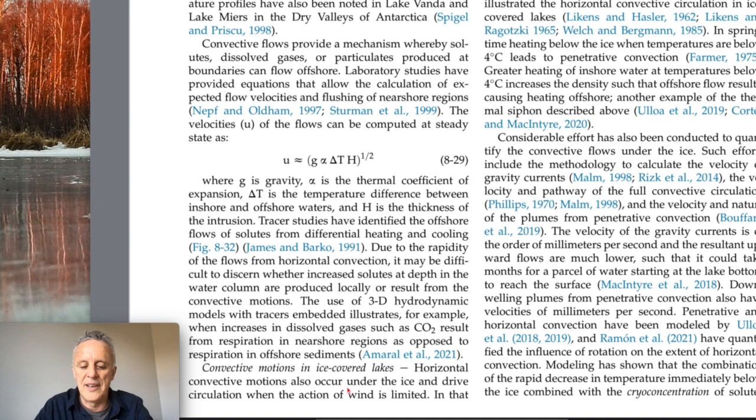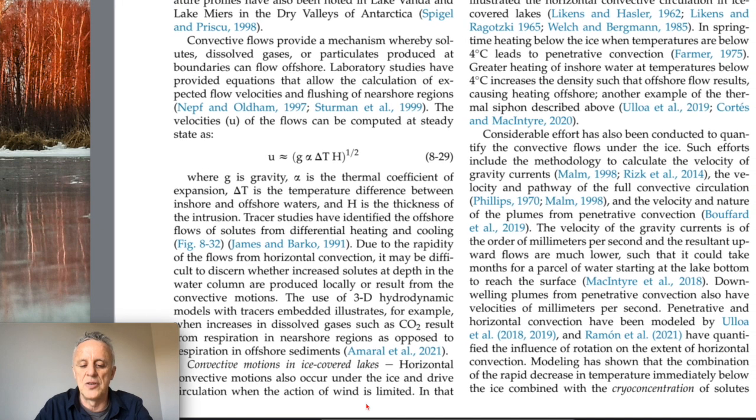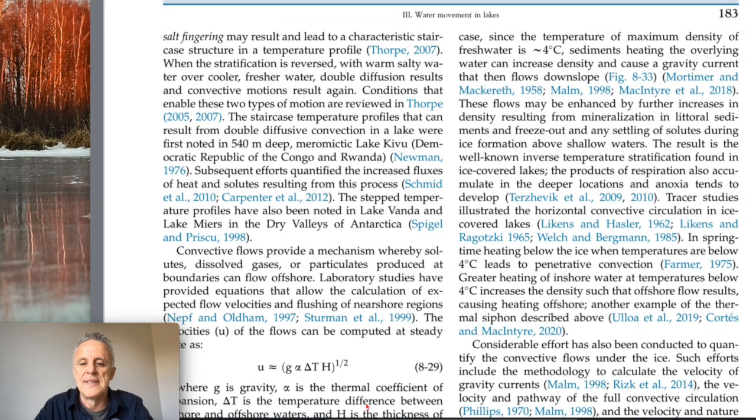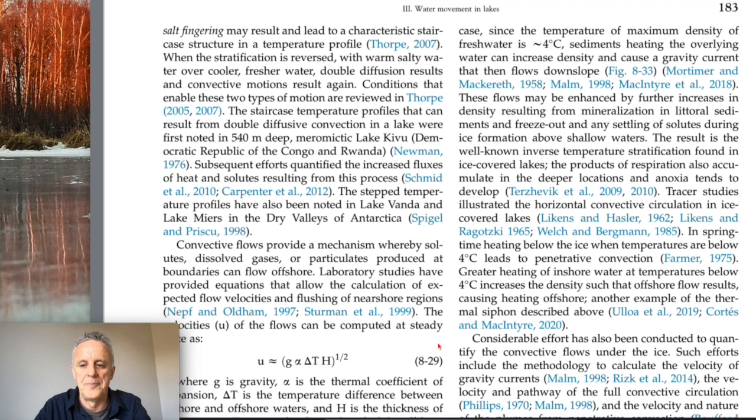Convective motions in ice-covered lakes, horizontal convective motion, also occur under the ice and drive circulation when the action of wind is limited. In that case, since the temperature of maximum density of fresh water is 4 degrees centigrade, sediments heating the overlying water can increase density and cause a gravity current that then flows downslope.